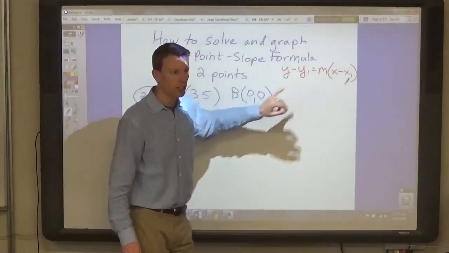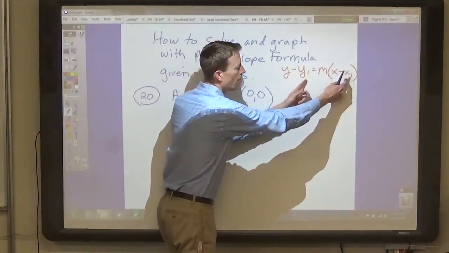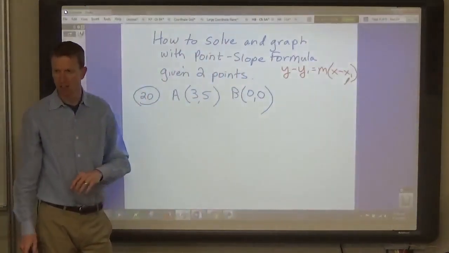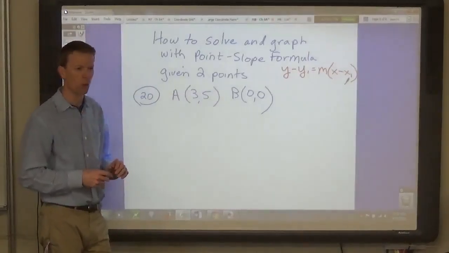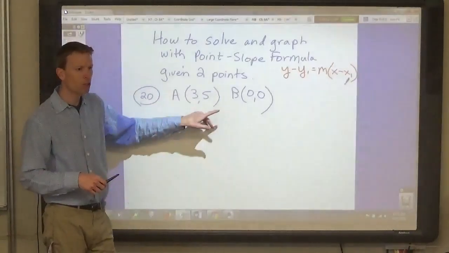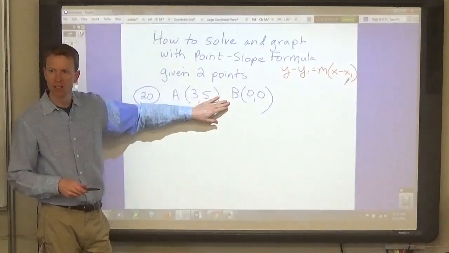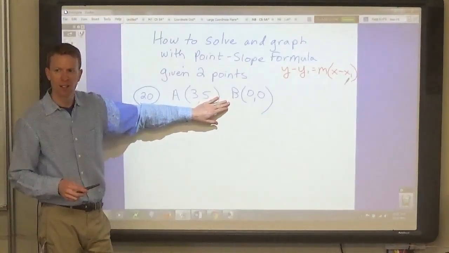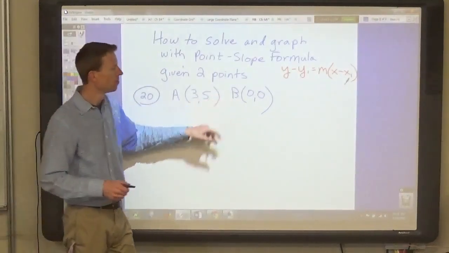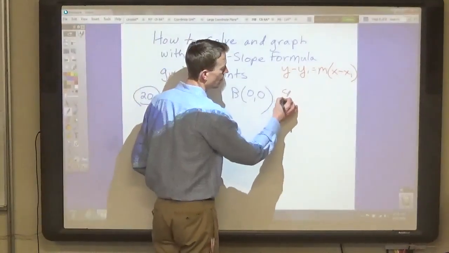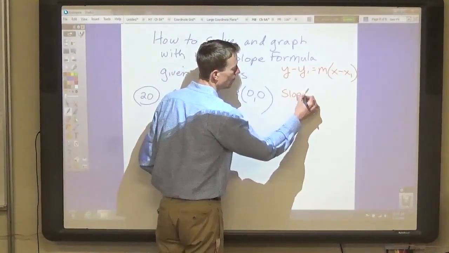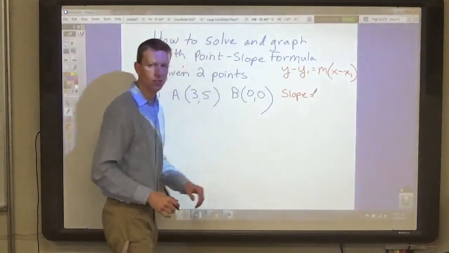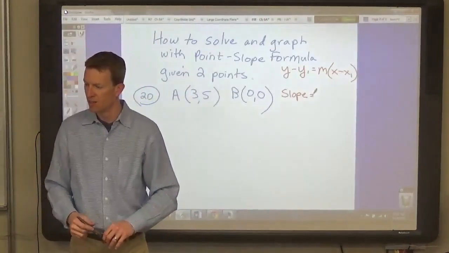Now we're just given these two numbers, but we're given another set. We're given 2 points instead of just 1 point. Well, if you have 2 points, can you find the slope? What is the slope formula?